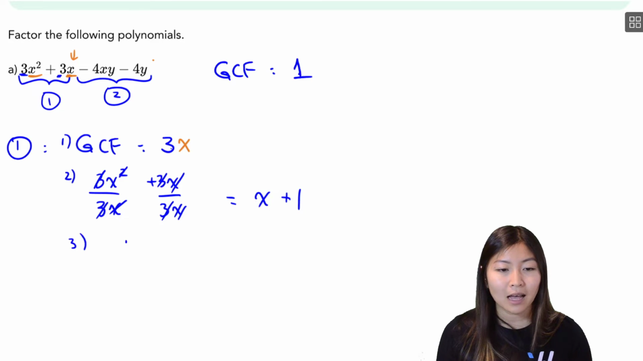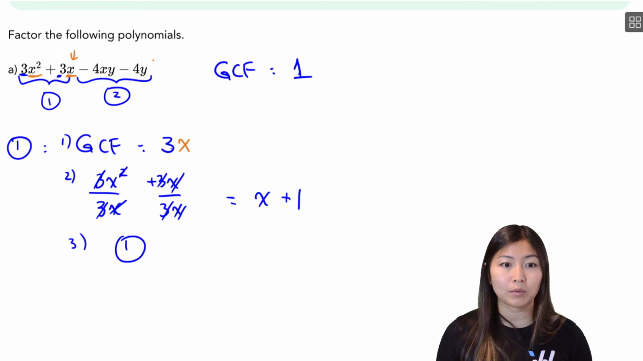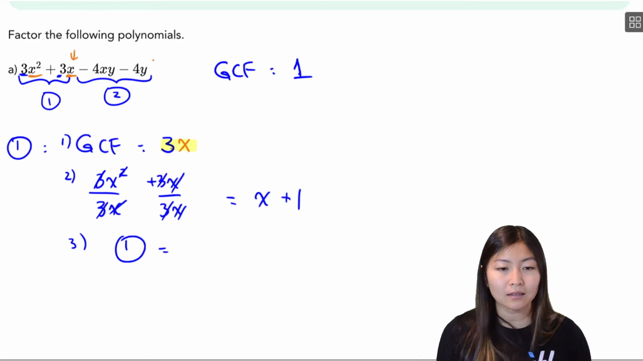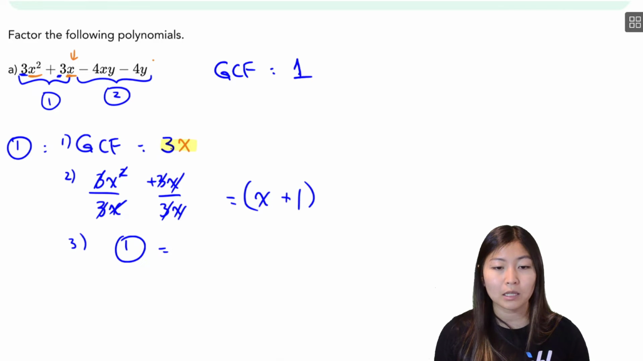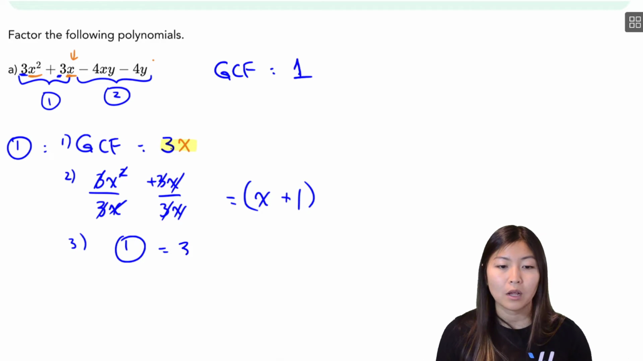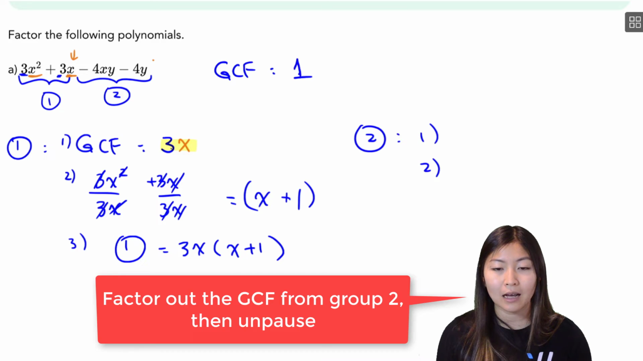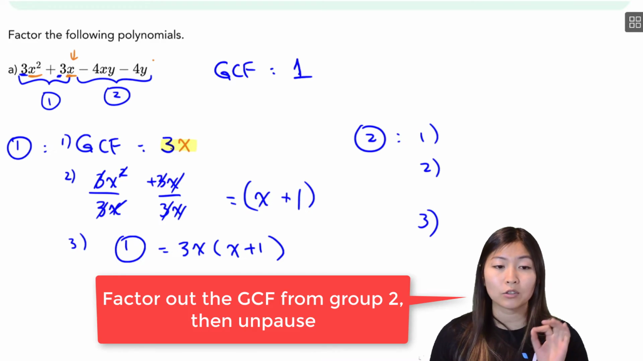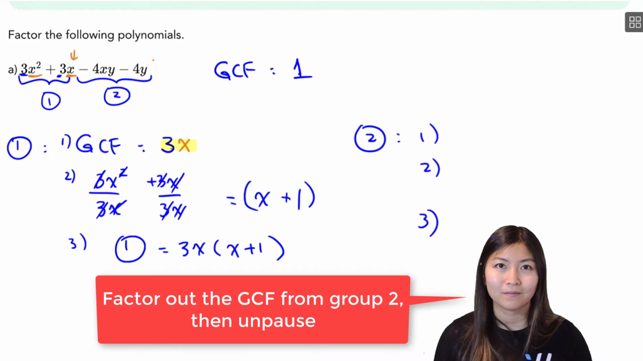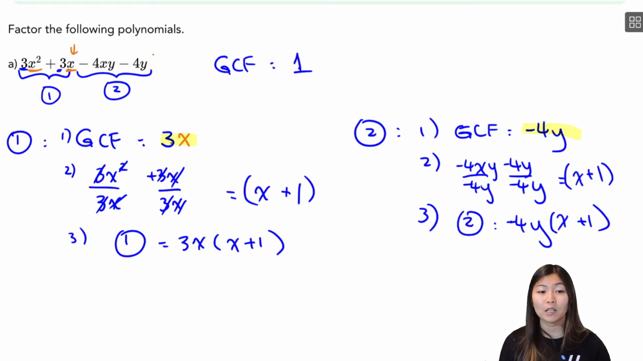Okay, so that means that group 1, 3x squared plus 3x, could be rewritten as the GCF times whatever is left over after you divide by the GCF. So that's 3x times x plus 1. Cool, that's group 1. Now I'm going to pause the video. I want you to follow these 3 steps, the same 3 steps, to factor out group 2. So hopefully by factoring the second group, you got -4y times x plus 1. If you didn't get these, pause the video, double check your math there.